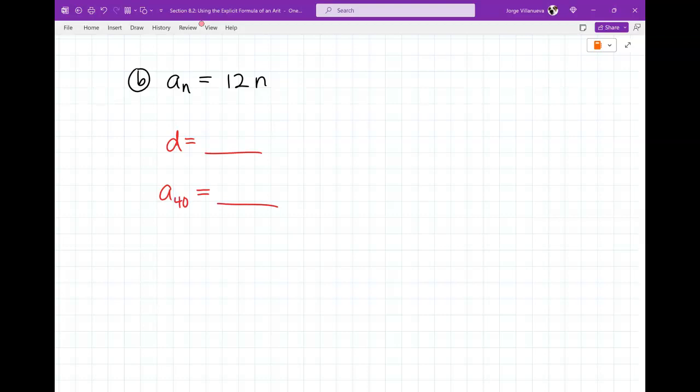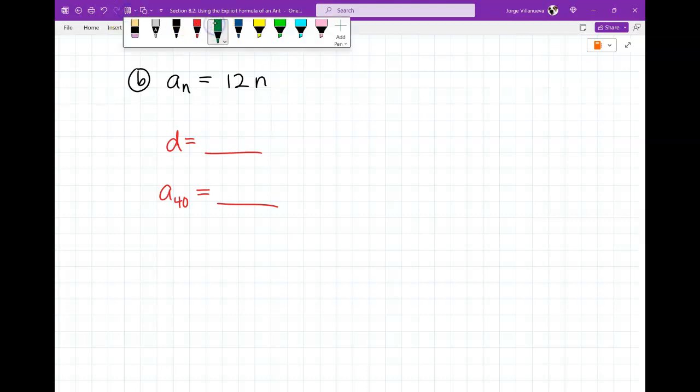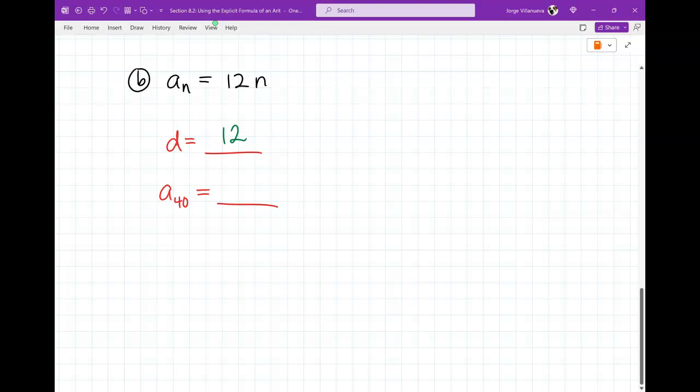So either you're going to write 40 numbers, literally write 40 of them once you figure out the common difference, or you can use a formula to help you find it. Okay, that's what I would prefer. So, what is my d value here? The 12, right? Because that's right next to the n. And to find a sub 40, I just got to plug that into n. So a sub 40 is 12 times 40. Well, that's going to be a 0, and then 8 and a 4. So 480. And that's it.